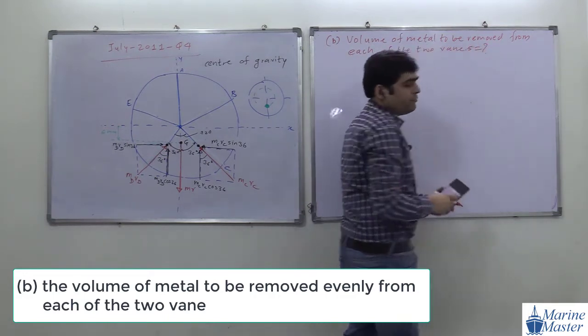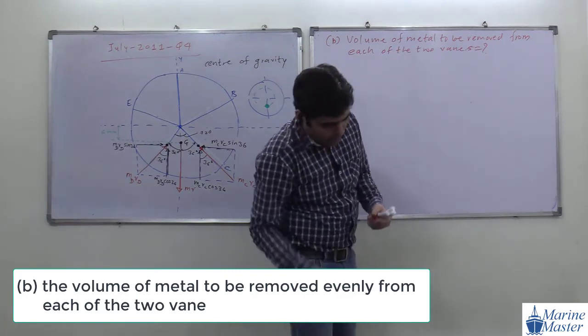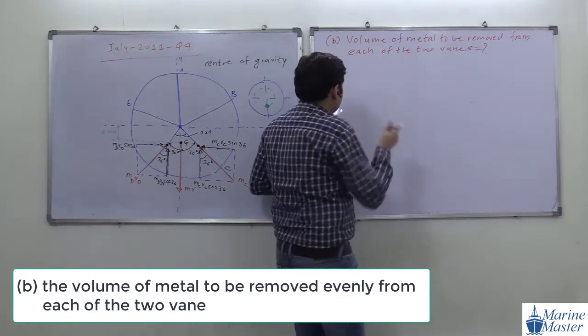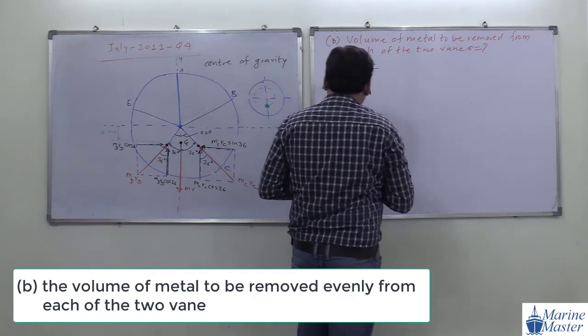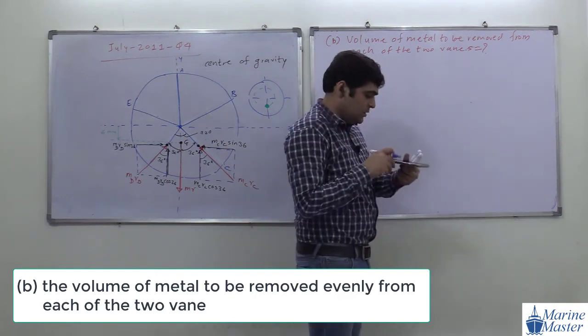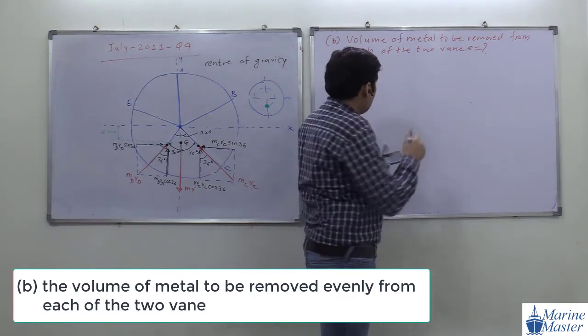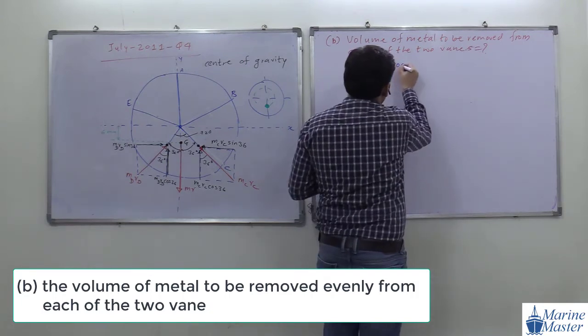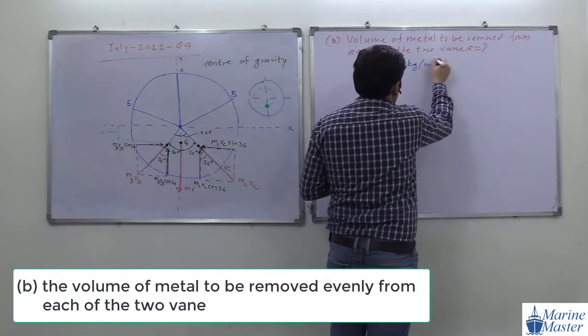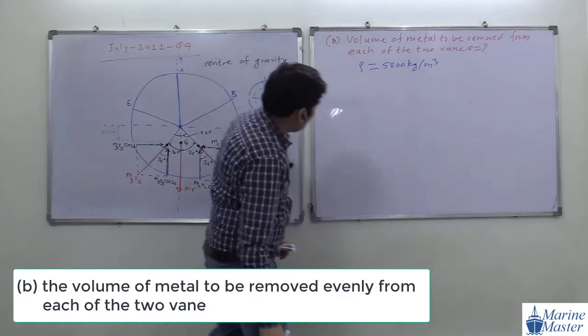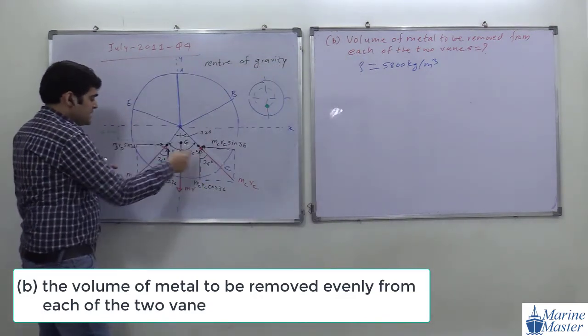Means how much volume we are going to remove. For that purpose they have given us a density. How much density? In the note they have given us a density of 5800 kg per meter cube. Now guys, we are removing volume equally from vein C and vein D.